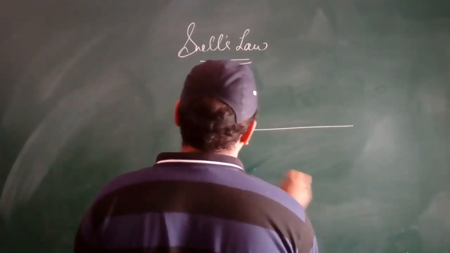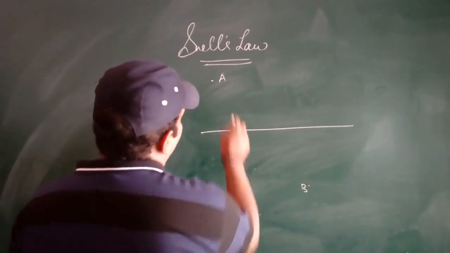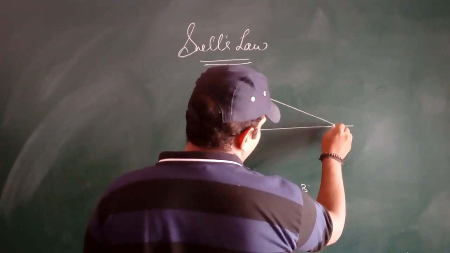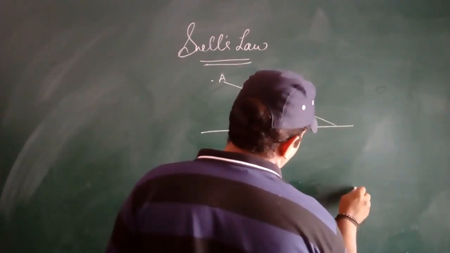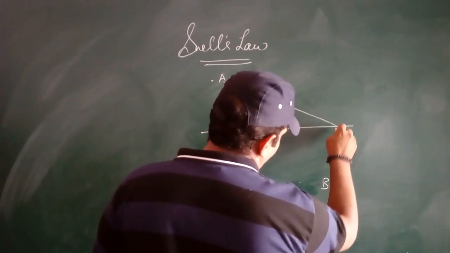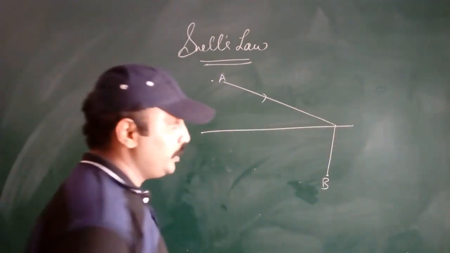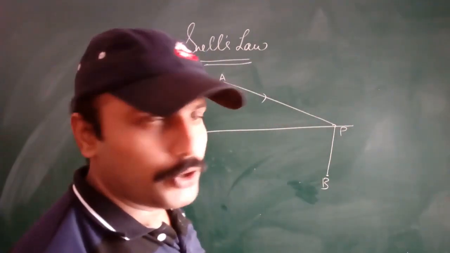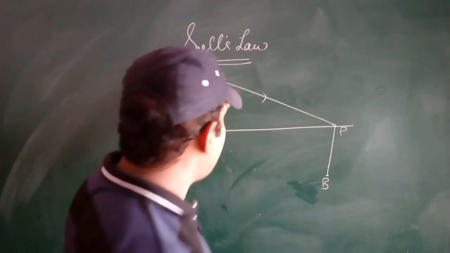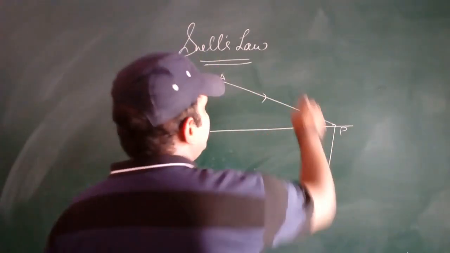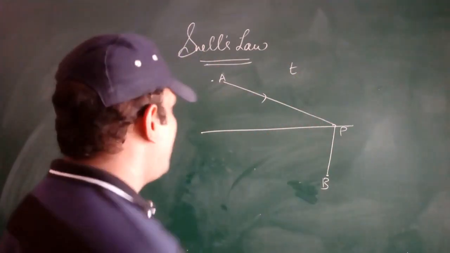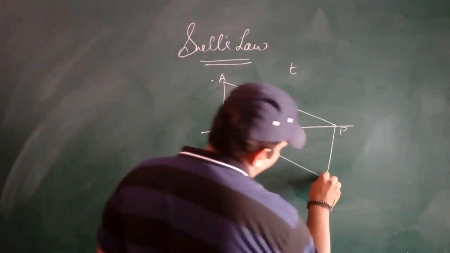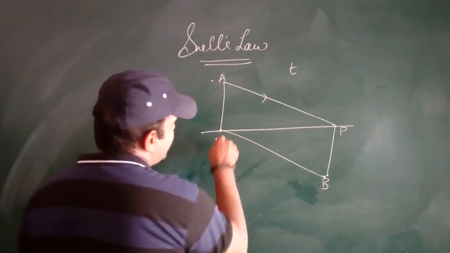Now think that this is our B and this is our A position. Think that I have covered this path and moved to the B position. Let it be A, P, B. Let the time taken to travel from A to P to B be T. And here I will take another path to B, and let it be P dash.